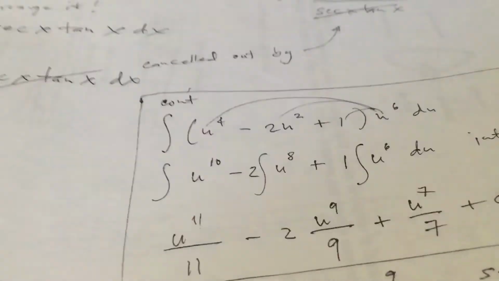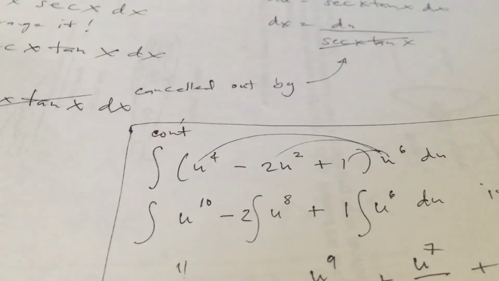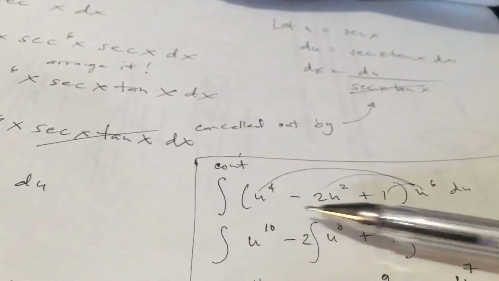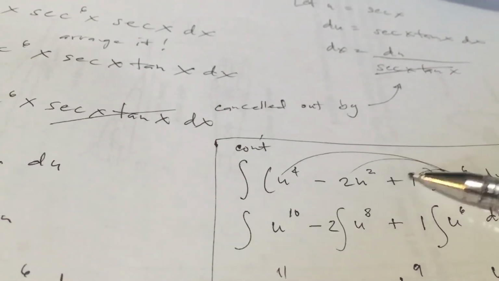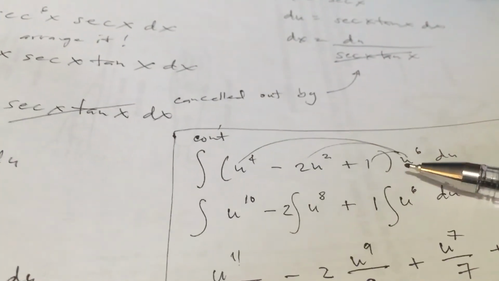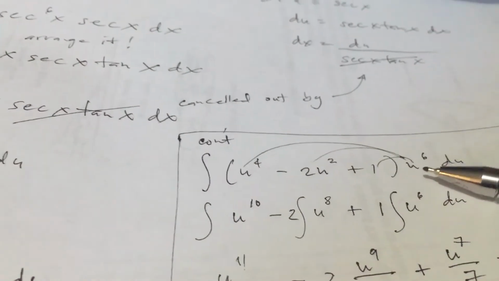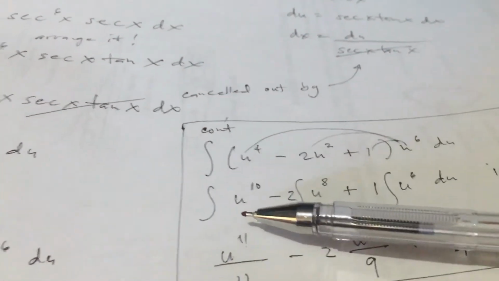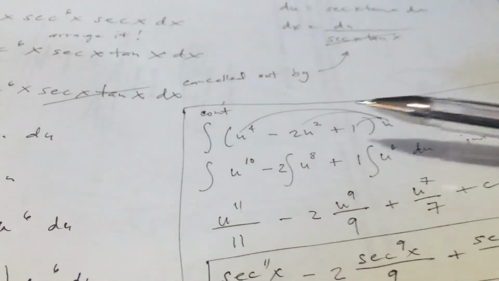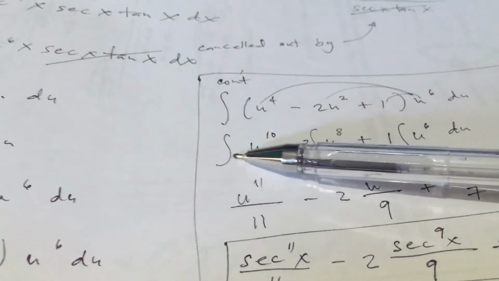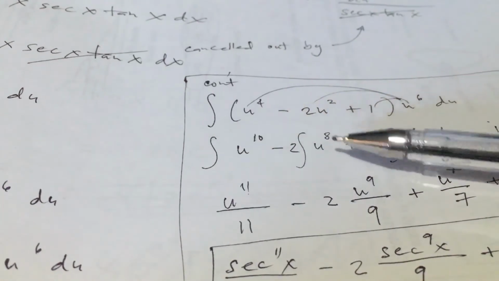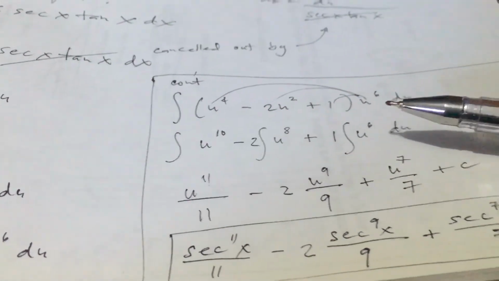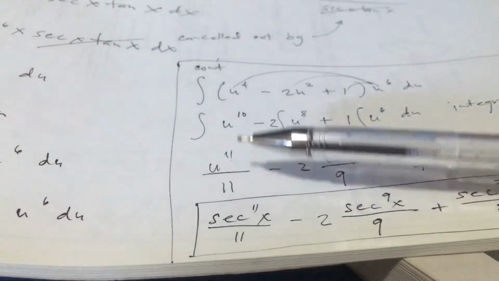After that, this will be the result: u raised to the 4th power minus 2u raised to the 2nd power plus 1. Bring down the u raised to the 6. Distribute it, and after distributing that, integrate it one by one. After integrating that, this will be the result.